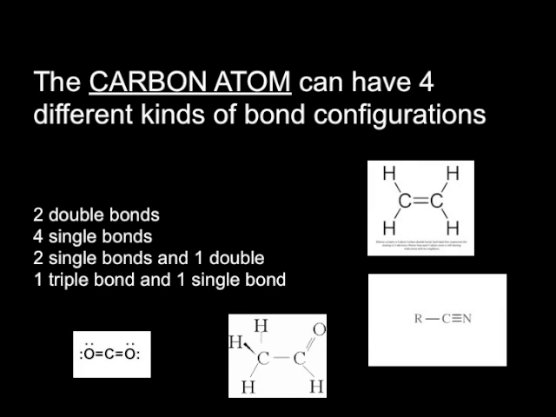The carbon atom can have 4 different kinds of bond configurations. It can have 2 double bonds, 4 single bonds, 2 single bonds and 1 double bond, or 1 triple bond and 1 single bond.